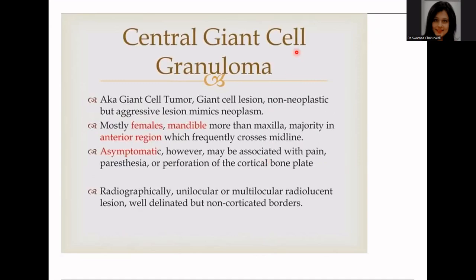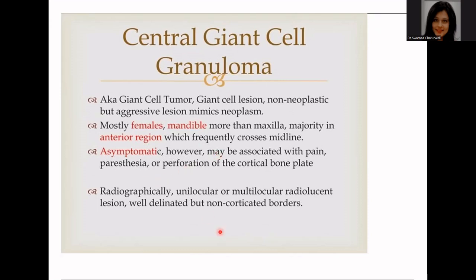Then the next lesion is central giant cell granuloma. This is also known as giant cell tumor. It's a non-neoplastic but aggressive lesion which mimics a neoplasm. It has a female predilection, and the site is mandible more than maxilla. It is mostly in the anterior region and frequently crosses the midline. It's asymptomatic, however, it may be associated with pain, paresthesia, or perforation of the cortical bone plate.